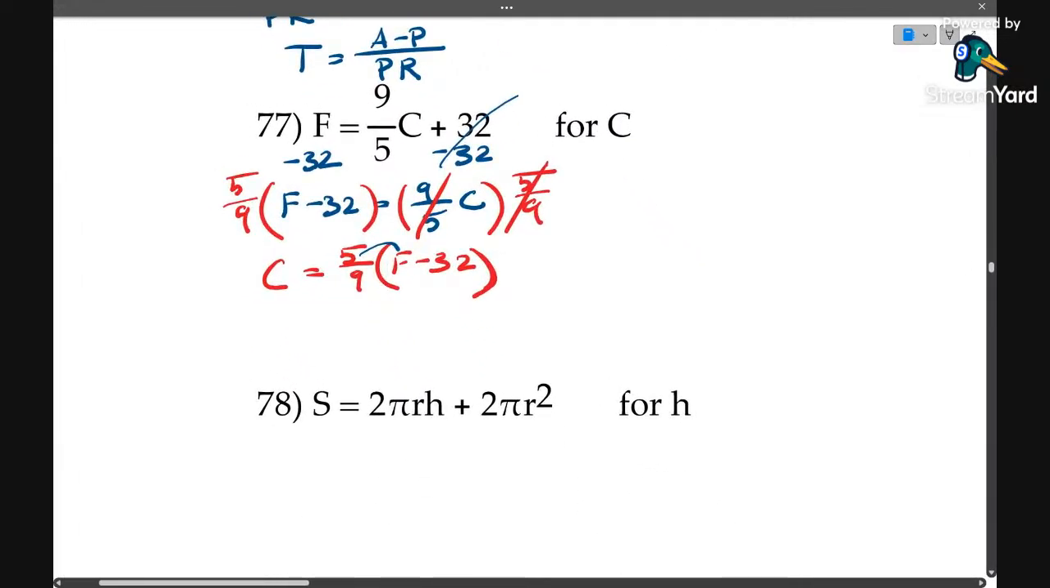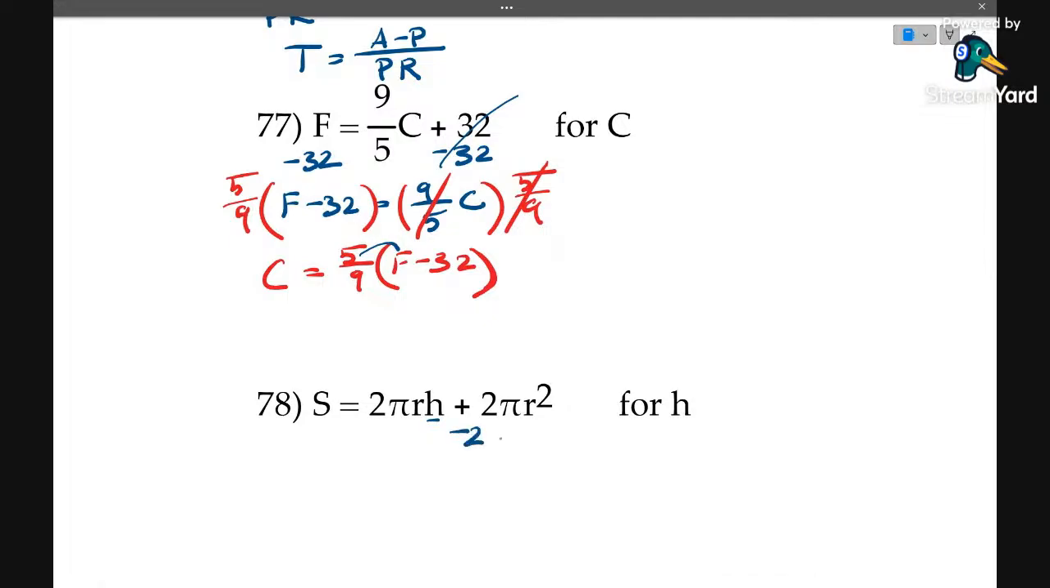We want to solve for h. So we're going to go ahead and subtract the term that doesn't have the h in it. So 2 pi r squared. So we'll have s minus 2 pi r squared equals 2 pi r h.